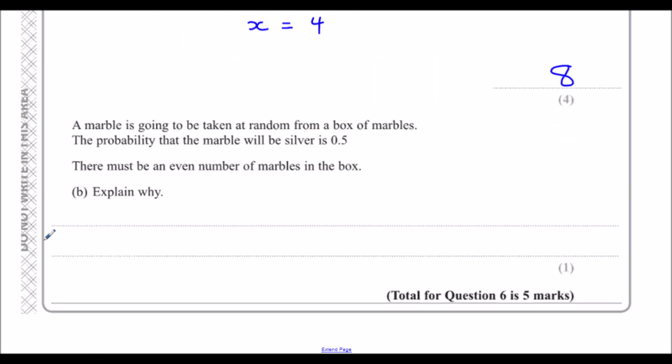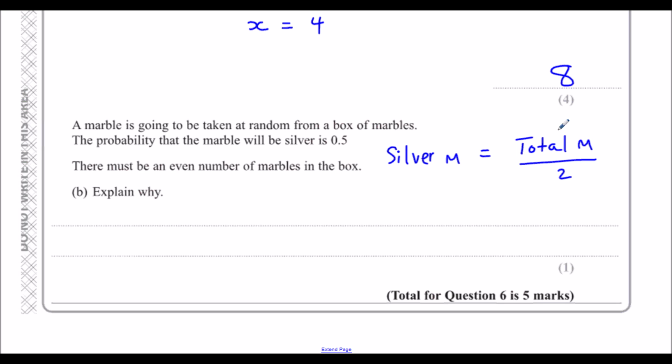A marble is going to be taken at random from a box of marbles. The probability that it's silver is 0.5. There must be an even number of marbles in the box. Explain why. To find the number of silver marbles, you're going to take the total, so silver M is total M divided by 2. So half of the marbles are silver.